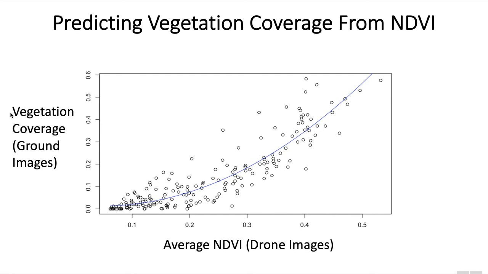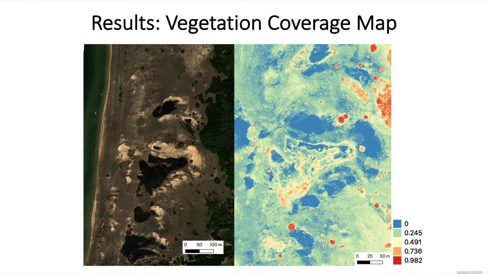We can now go to areas in the orthomosaic map where we do not have initial vegetation estimates and apply the model to predict vegetation coverage. If we apply the empirical model to the entire orthomosaic, we can produce a map of vegetation coverage for the entire dune complex.